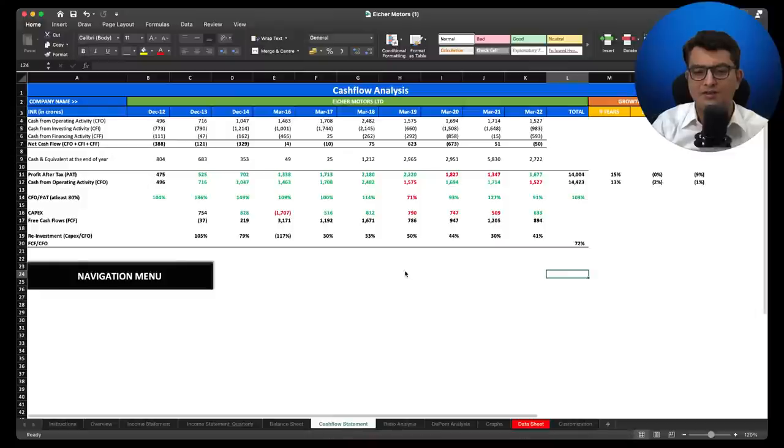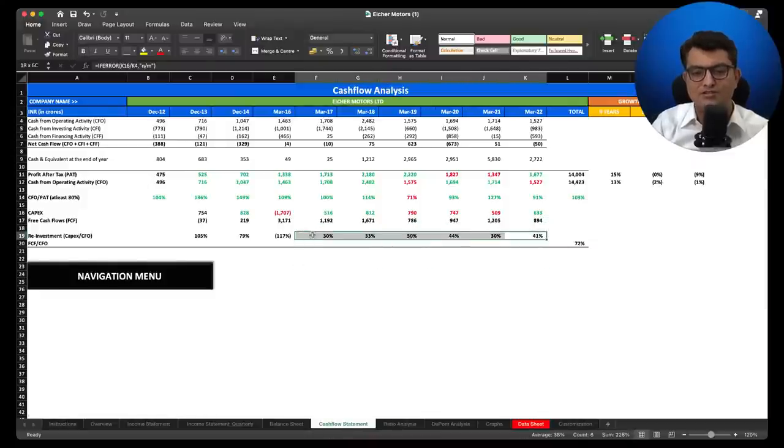And again, if you see the reinvestment rates and everything, they're able to reinvest almost 30 to 50% of their capital back into the business. That is how they compound. That is how they grow.